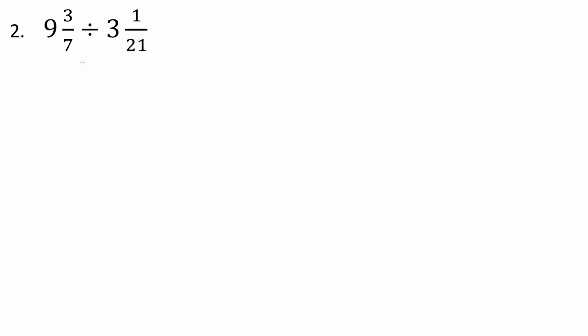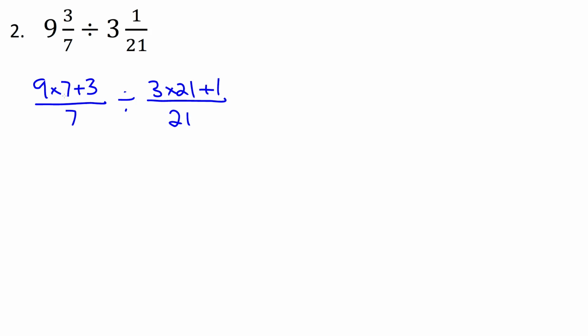Our last question for Module 1 is division with mixed numbers. So let's first get out of the mixed numbers, and I'll flip right after that. So 9 times 7 plus the 3 that was already there, over 7, still divided because I haven't flipped yet. Then 3 times the 21 in the bottom plus the 1 that was already there, over 21. 9 times 7 works out to be 63, plus 3 more is 66 over 7. Let's still keep the division there just so we're not doing too much at once. 3 times 21 is 63, plus 1 is 64 over 21.